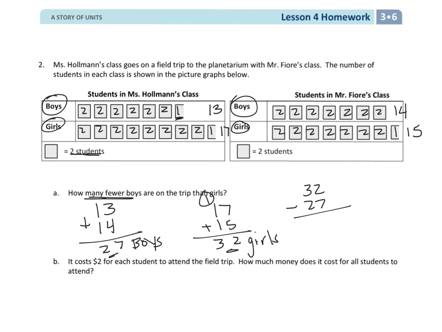I can't take the 7 from the 2 ones. So I have to unbundle or decompose one of my 10s to bring it over to the 1's place. So now I have 12 and I can take 7 from that. And then there'll be 0 there for the 10's place. So it's going to be 5. And there's my answer statement of there are 5 fewer boys than girls.